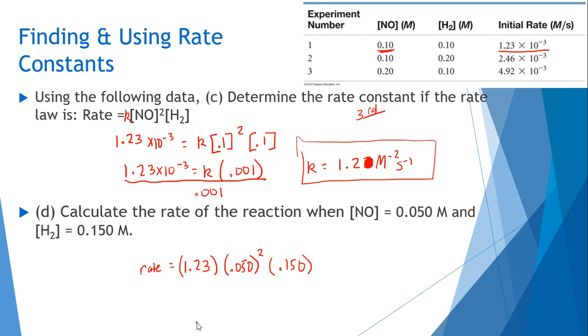I'm going to solve for my exponent first. So 0.05, square that value. We're going to times it by the 1.23, and again times that by the 0.15. We're going to find that the rate, whenever the value is that low, is equal to 4.6125 times 10 to the negative fourth. Due to sig figs, I'm going to round this to 4.6 times 10 to the negative fourth. And since this is rate, we're going to use molarity per second.